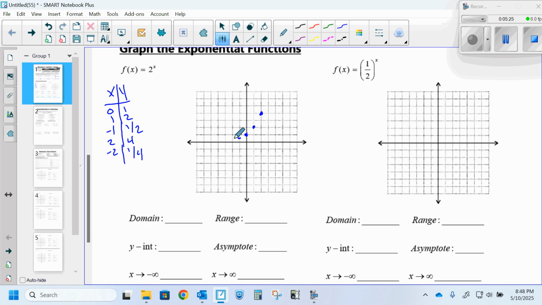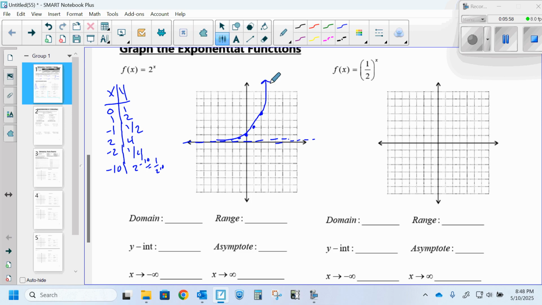and negative 2, 1/4. Now, what I want you guys to see here, I could put down here negative 10, right? That's going to be 2 to the negative 10, which is 1 over 2 to the 10th. That is not a negative number. It's a very, very small number, but it's never going to hit 0. And that's what's important that you understand about exponential functions, is that you're going to have some type of horizontal asymptote.